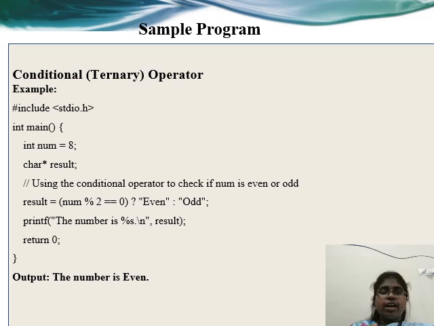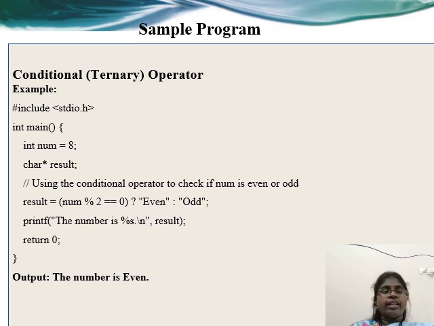Next topic is conditional or ternary operator. What is conditional operator? Conditional operator is to check two conditions. One condition is true, another one condition is false. This is the syntax for the conditional operator. Let's discuss the example program.